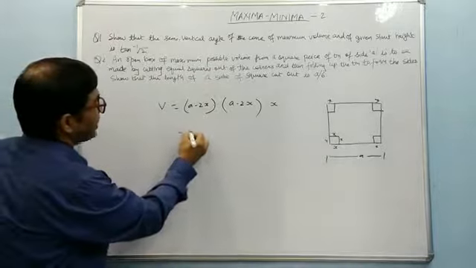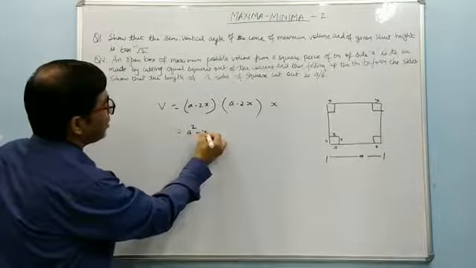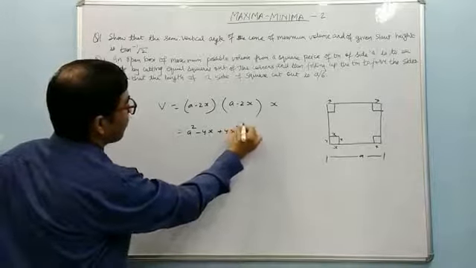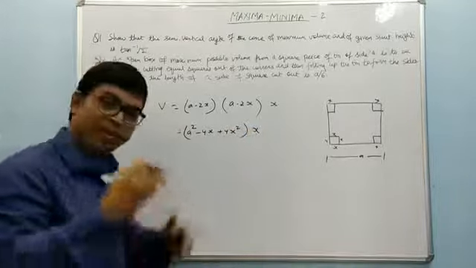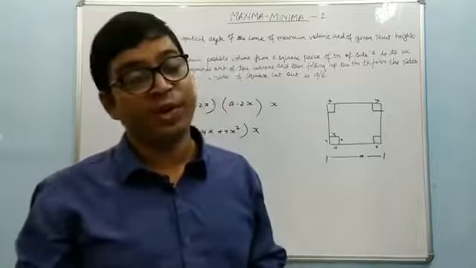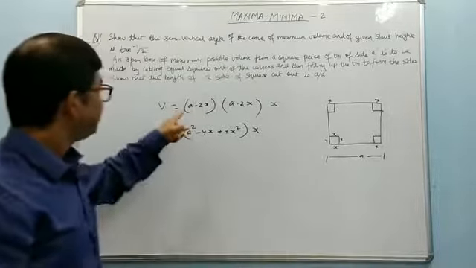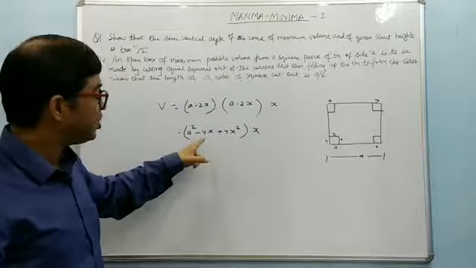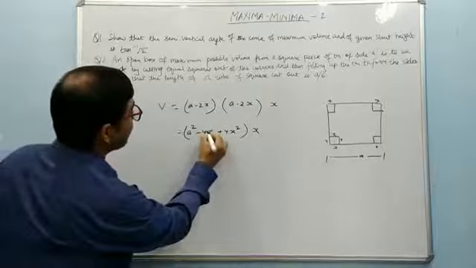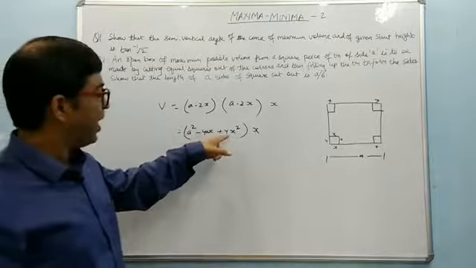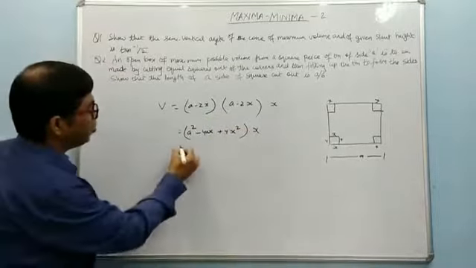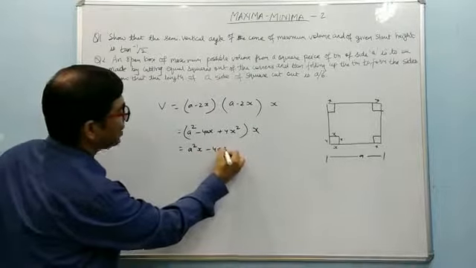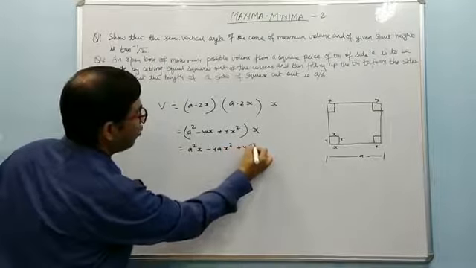On simplifying, it is coming out to be A square minus 4Ax plus 4x square, into x. I just recommend you go for a little bit of simplification. The things will be easier for you. Why? This is (A minus 2x) whole square, so A square minus 2ab, that is 4Ax, plus b square, that is 4x square, and into x. So it is coming out to be A square x minus 4A x square plus 4x cube.